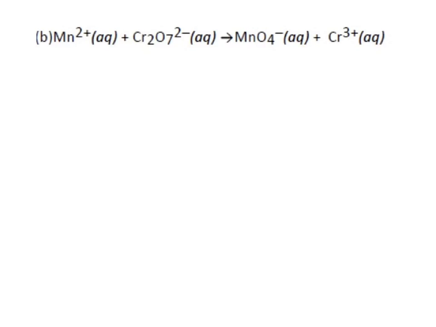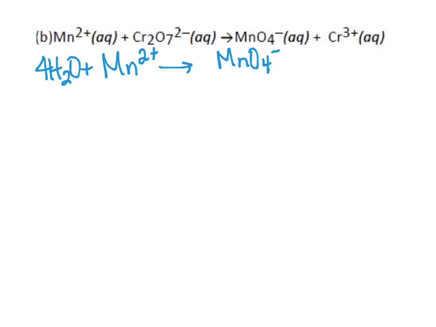Okay, last one. Mn2+. So let's break it up. Mn2+ goes to MnO4 minus. So we need to balance our Mn's. That's good. Balance your oxygens by adding 4 waters. Now we balance our hydrogens by adding 8 hydrogens. And that's not okay. So then you should go on your chart and see if you can find that. I don't think it's on the pink one.